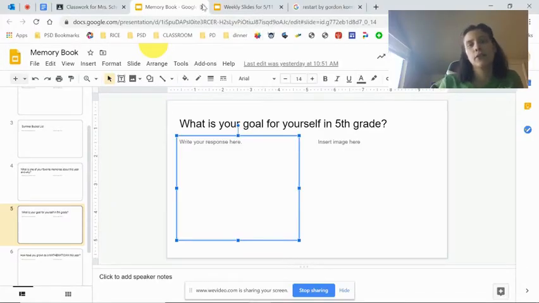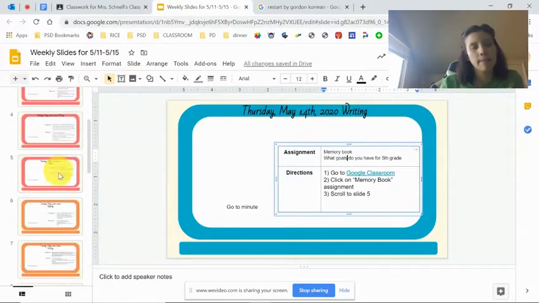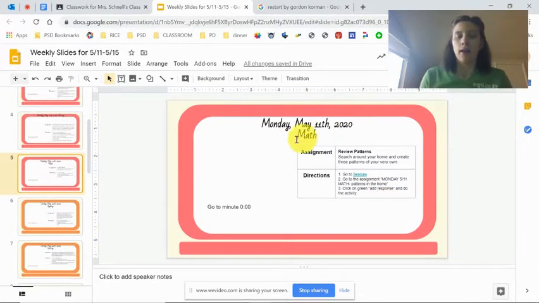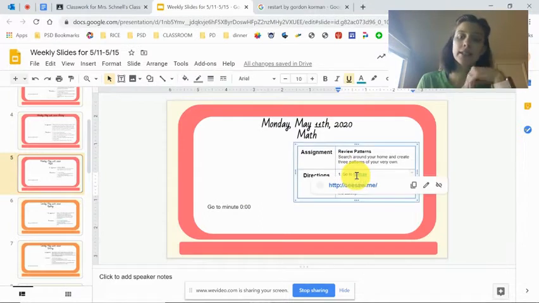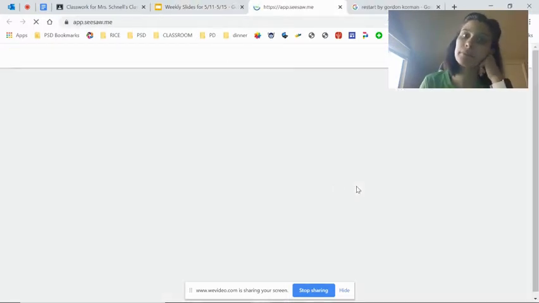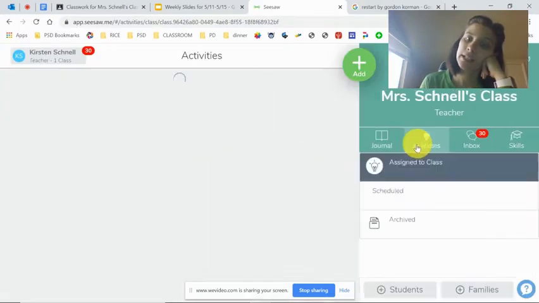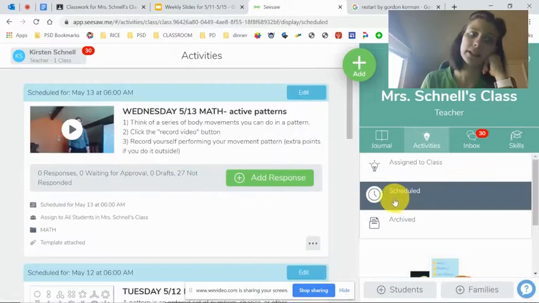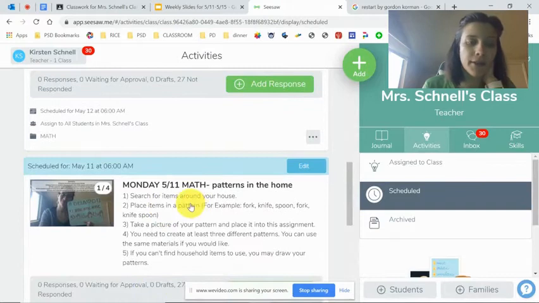Now, I'm going to show you math. So, if I come up to Monday, we are doing some fun things as far as patterns go. You're going to go into Seesaw, which I have linked. If you go over to your activity, go down to scheduled because I haven't put them out yet. And you're going to find Monday 5-11 math, patterns in the home.